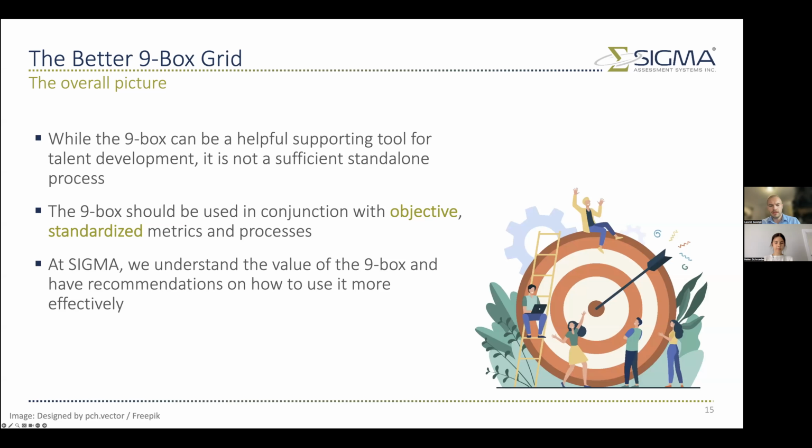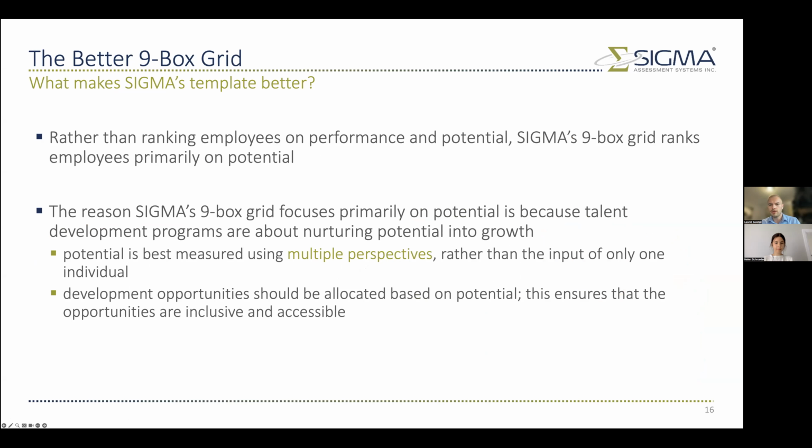So let's get into what makes Sigma's 9-box a better tool. Like I said, while we see the value of the approach, we think it can be made better. Rather than ranking employees roughly equally on performance and potential, Sigma's 9-box grid ranks employees primarily on potential. This might seem counterintuitive or odd at first, but the reason Sigma's 9-box focuses mostly on potential is because talent development programs are basically by definition about nurturing potential into growth.